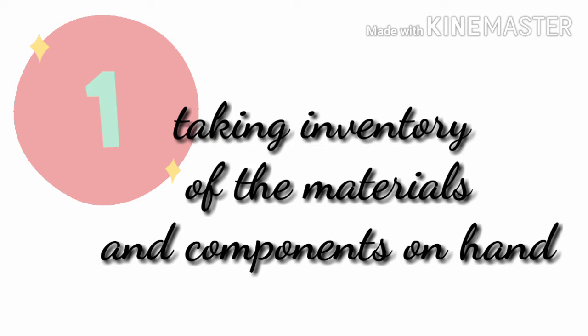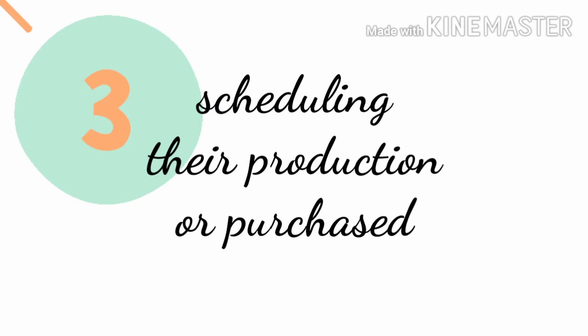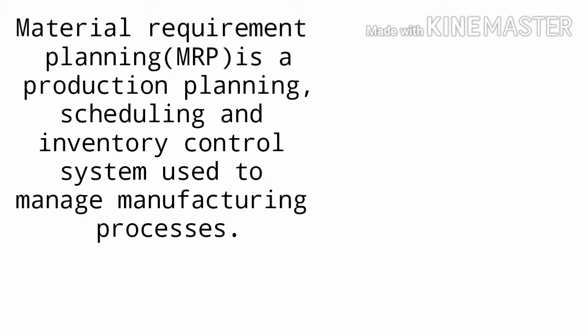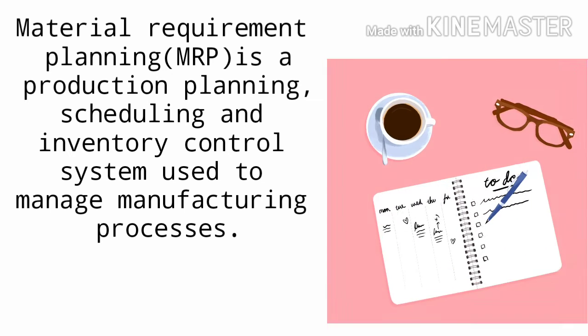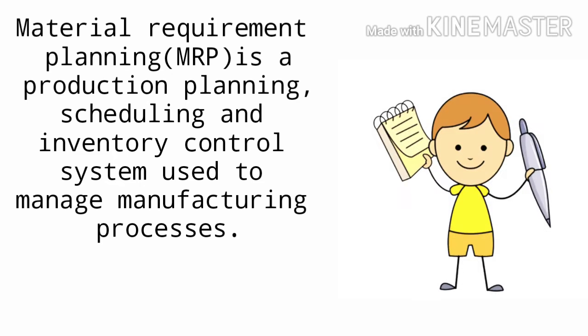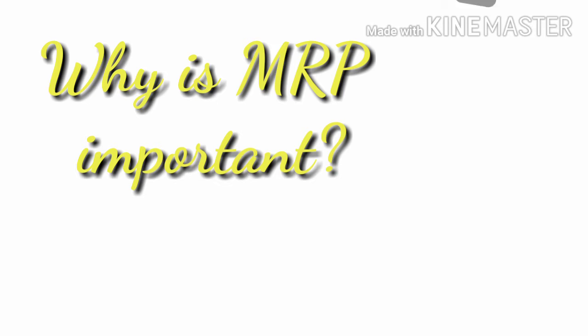First step, taking inventory of the materials and components on hand. Second, identifying which additional ones are needed. Third, scheduling their production or purchase. Material Requirement Planning, or MRP, is a production planning, scheduling, and inventory control system used to manage manufacturing processes.